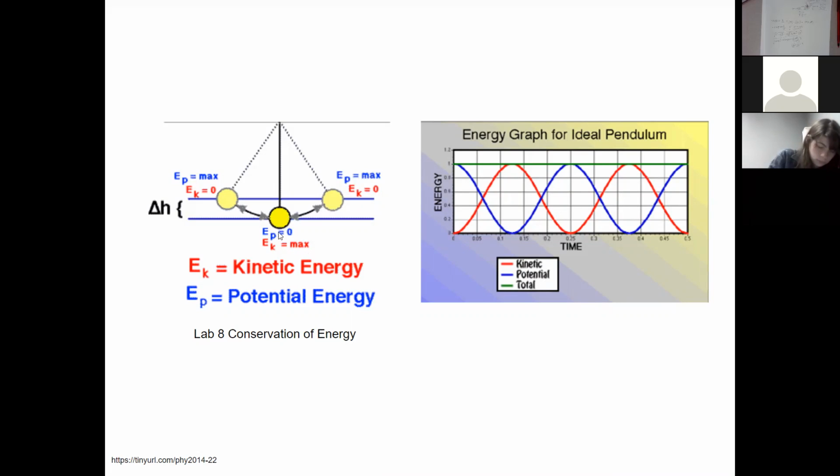All right. So then we'll measure the velocity at the low point, and then we are going to calculate the maximum kinetic energy. The two maximum energies should be equal to each other. That means the potential energy at the high point is going to be equal to the kinetic energy at the low point. Okay, so that's what we will be doing next week.